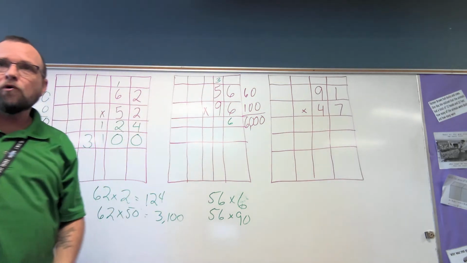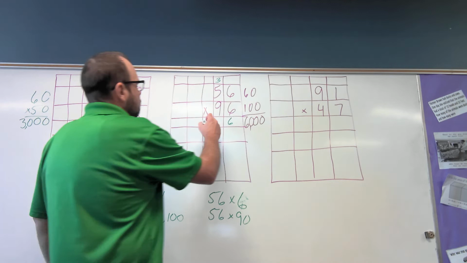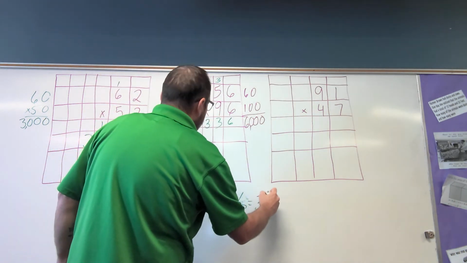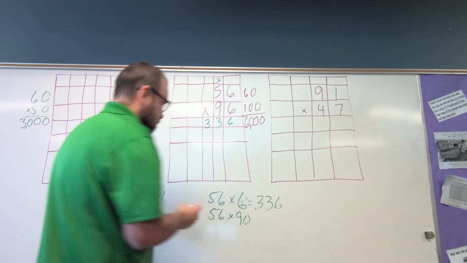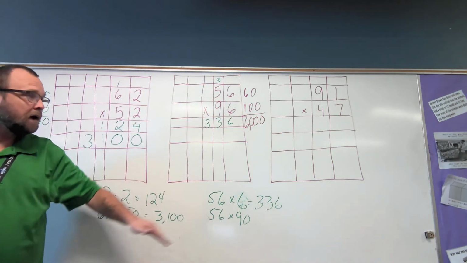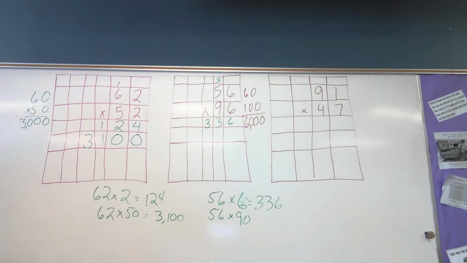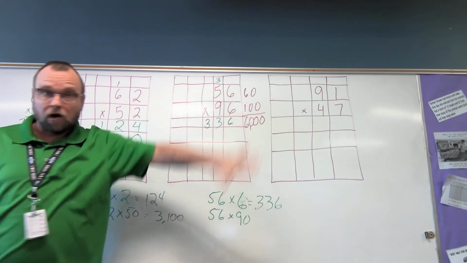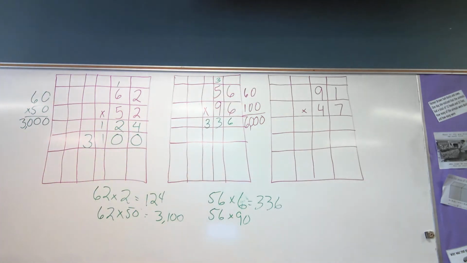30 plus the 3 more? 33. So 56 times 6 is 336. If you want to break the problem down like this, I'm fine with that, because then I'm only multiplying by 6. I don't get all confused and cattywampus and make a mistake.